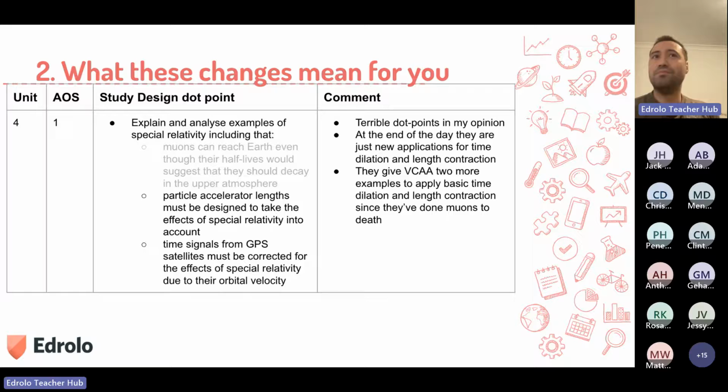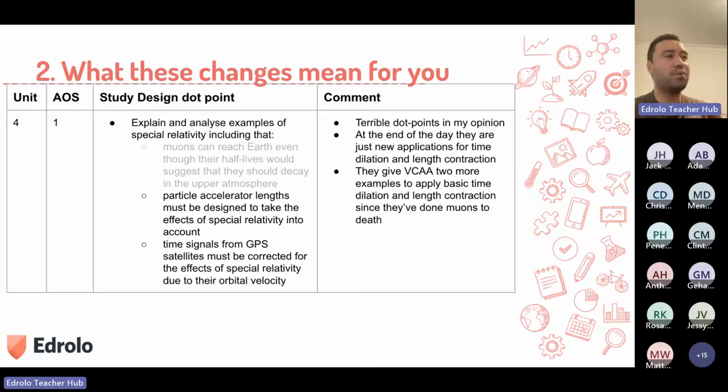And I think they can't ask anything about circular particles traveling in a circle really, unless they split it up into straight and curved sections and only considered length contraction in the straight sections. So again, I'll get to that at the end. I think this is just a new application for them to ask in an exam.